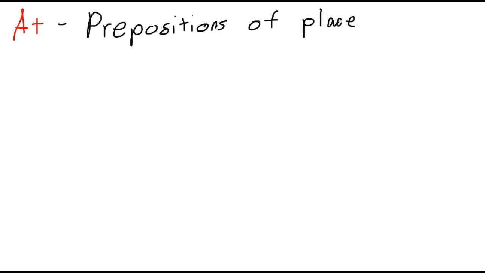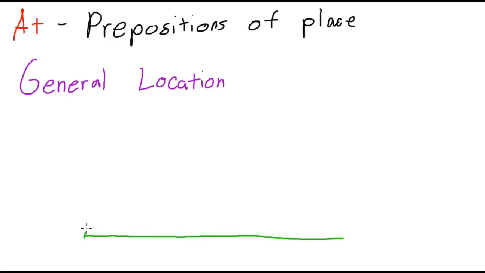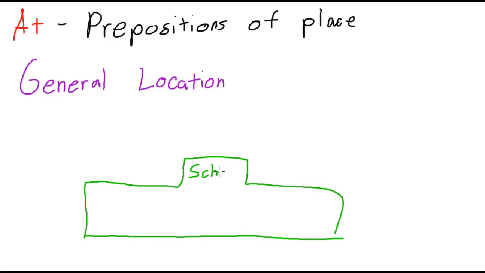So we use at in a couple different ways. The first way I want to explain is general location. Okay, general location. Now, general location can be difficult to understand, but the best way to think about it is if you look at a building. Okay, so for example, if we have a, I don't know, very typical building, something like this. Maybe we can say this is a school. Okay, this is a school.